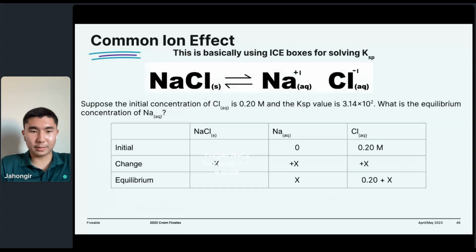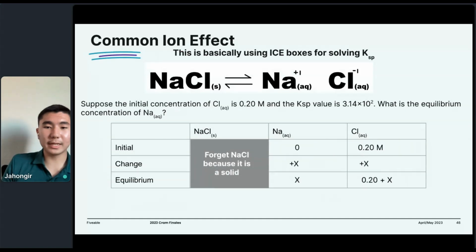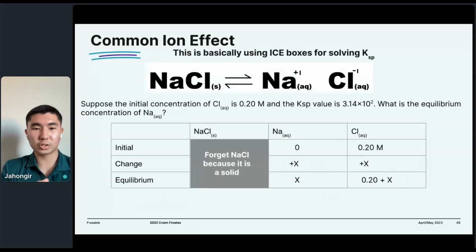Let's look at the common ion effect. And we're going to look at that through our ice tables. Now, like we stated, since sodium, our table salt, is a solid, we can forget about that. And we only have to focus on the ice tables for sodium and chlorine. So the question asks, suppose the initial concentration of chlorine in aqueous form is 0.2 moles and the KSP is 3.14 times 10 squared. What is the equilibrium constant of the sodium in aqueous form? And we're not given the initial concentration of sodium. We're given the initial concentration of chlorine.